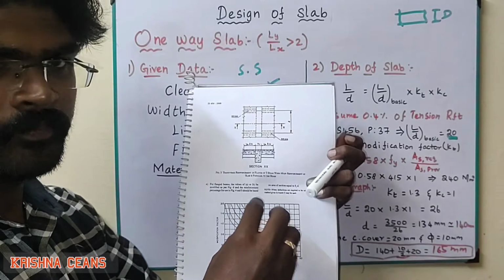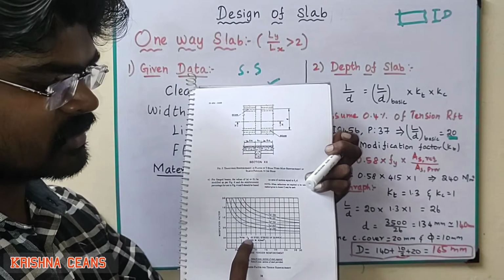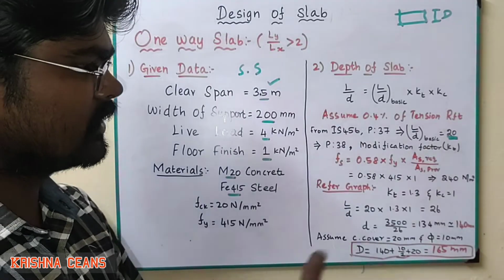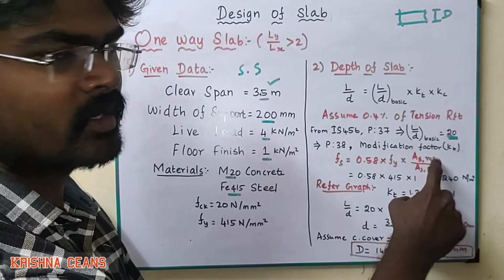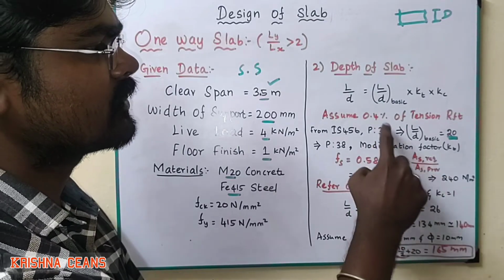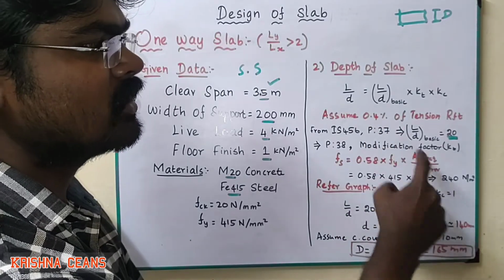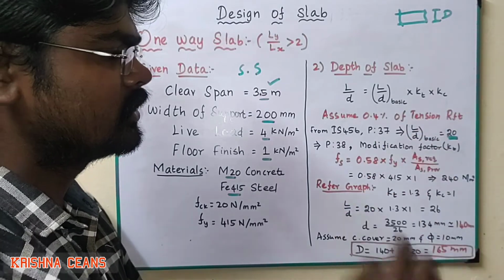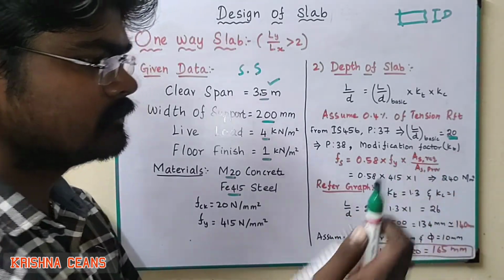Before referring to the graph, we have to find the fs value. The fs value is nothing but the steel stress for the service load. The fs formula is 0.58 into fy into area of steel required divided by area of steel provided. Here the area of steel required we assume as 0.4%, and the area provided is also 0.4%, so both cancel and become 1. So 0.58 into 415, where 415 is the tensile stress fy, and we will get approximately 240.